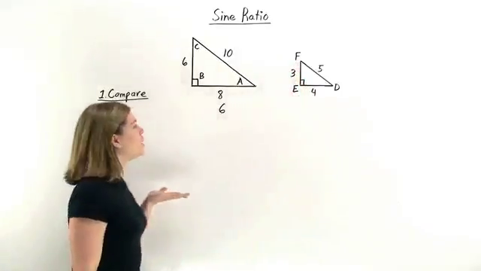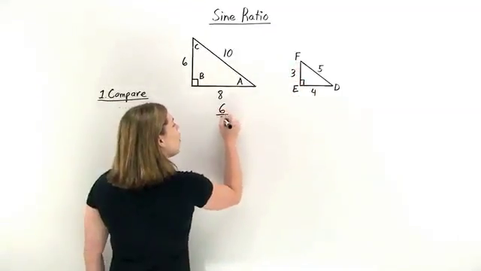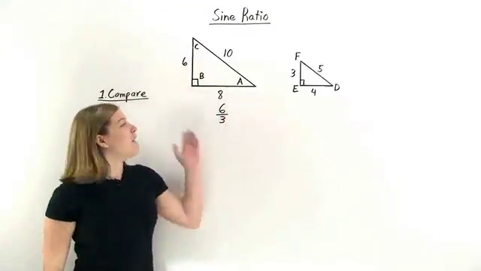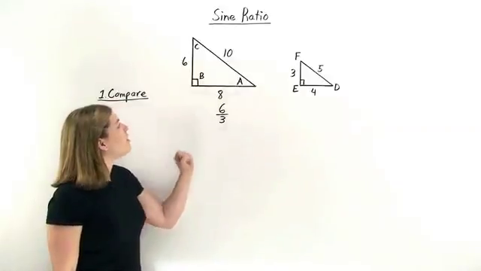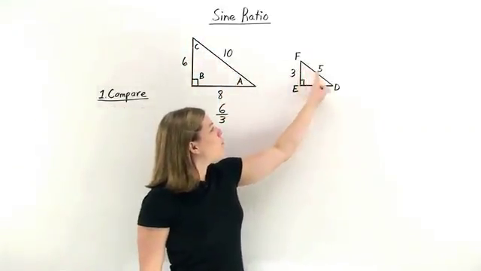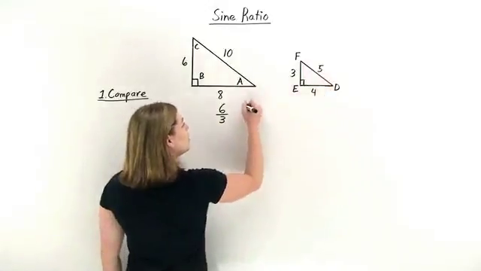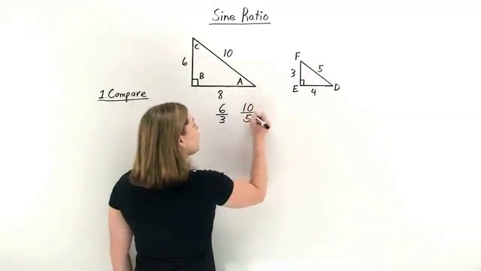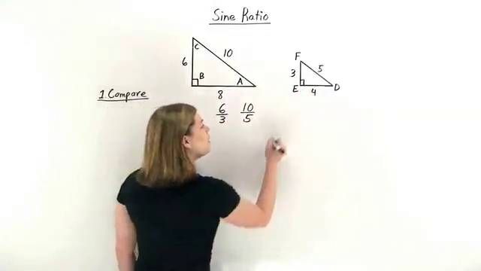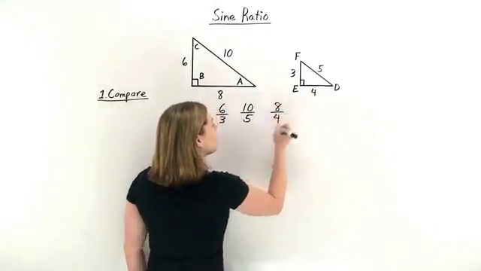Let's write that as a ratio. Let's put 6 over 3. Okay, great. Now let's do that same thing with the other sides in these two right triangles. Here, we have a side that measures 10. And here, we have a side that measures 5. So let's do this, 10 over 5. And here, this side measures 8, and this one measures 4. So let's put 8 over 4.